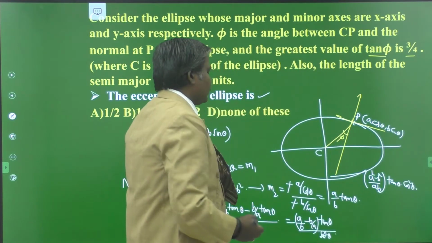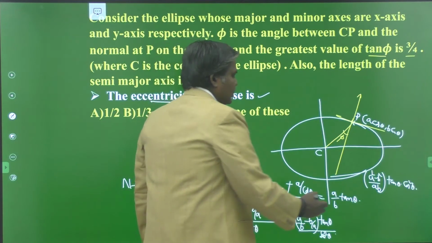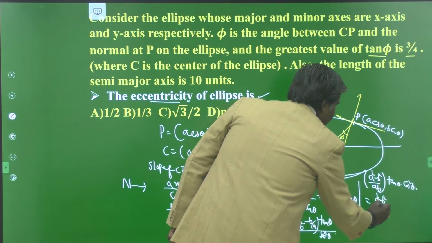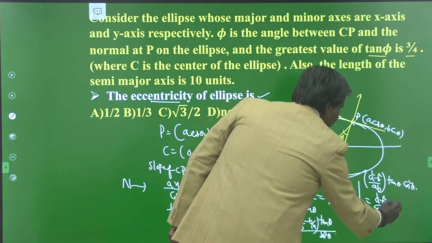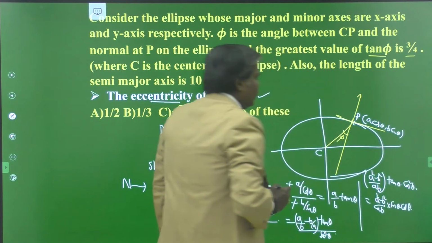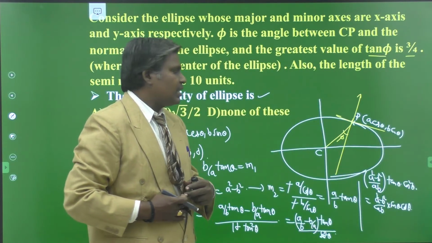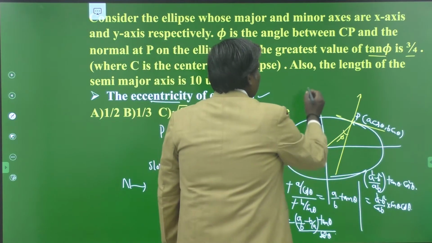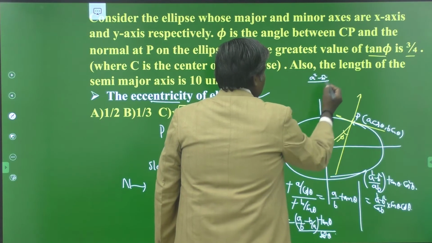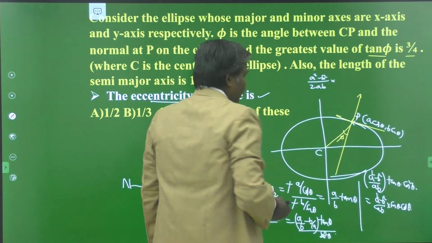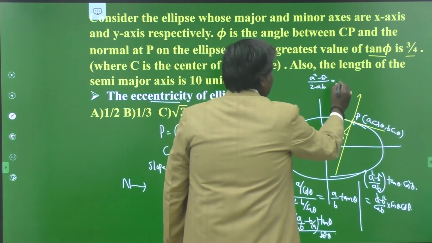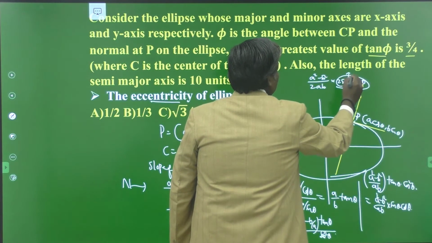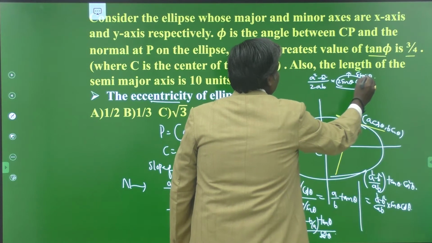So when the secant square theta comes to the numerator, that becomes cos square theta. This is nothing but sin theta by cos theta. So we can write this as (A square minus B square) by AB times sin theta into cos theta. Multiplying and dividing by 2, we get (A square minus B square) by 2AB into 2 sin theta cos theta. It is nothing but sin 2 theta. Replace 2 sin theta cos theta by sin 2 theta.